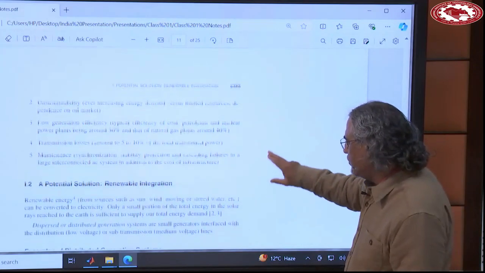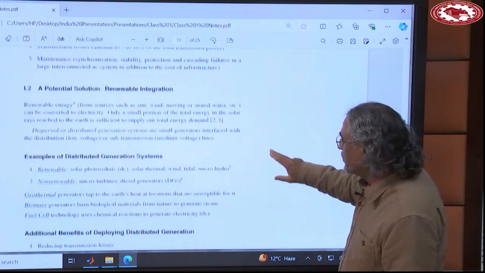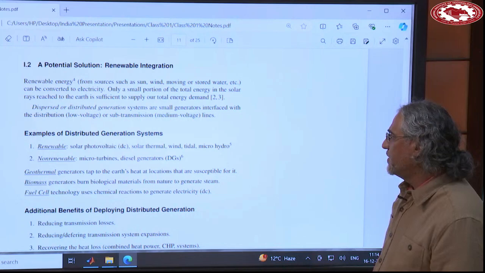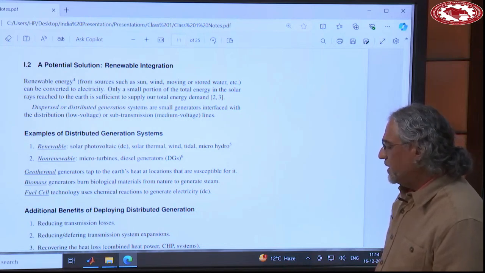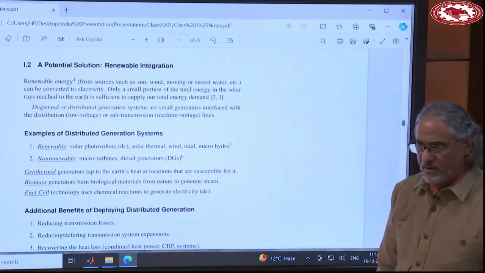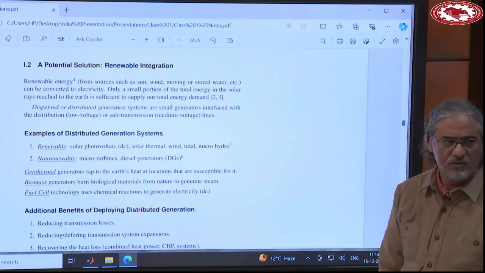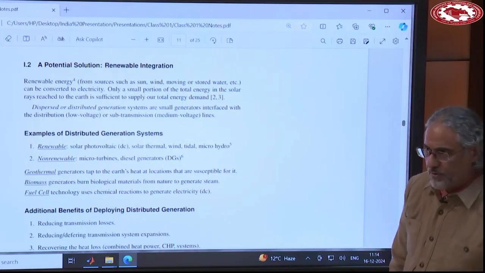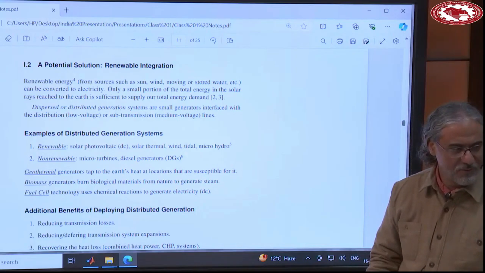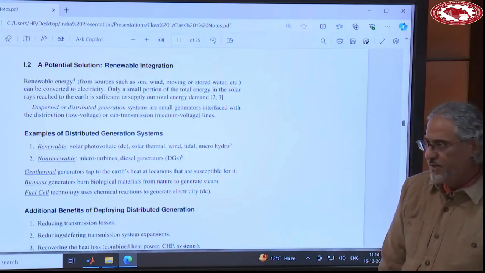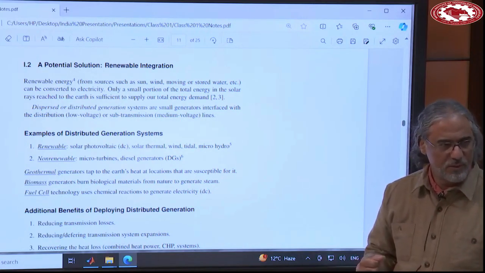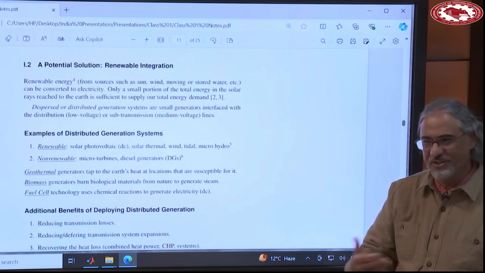What is a potential solution, related to what we would like to talk about in this course, is using renewable generation. So renewable energy is energy that is renewed naturally in a human time scale. Because if you don't consider this definition, everything is renewable. Even fossil fuel is renewable because it's generated by nature, right? But it's not generated in a human time scale.